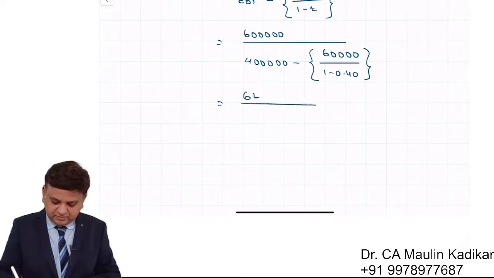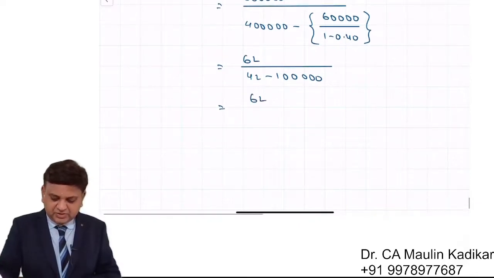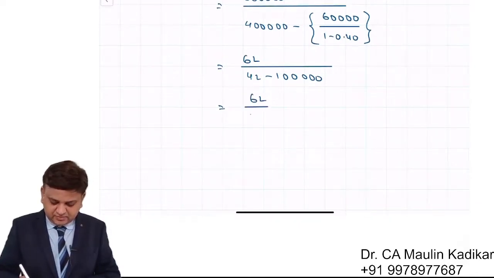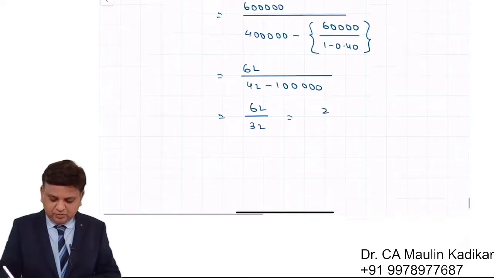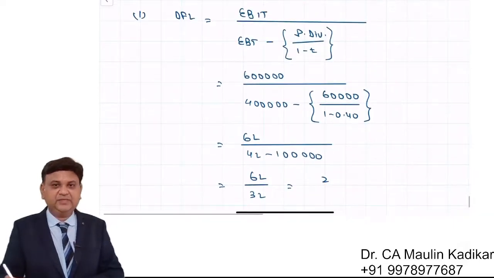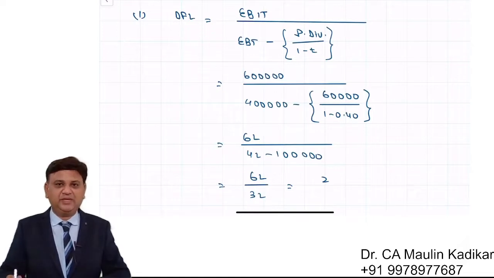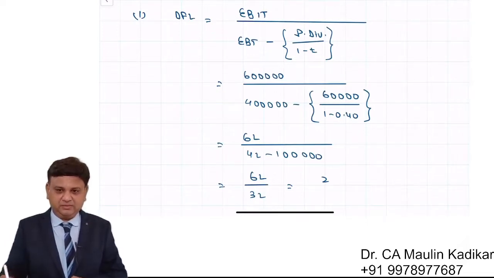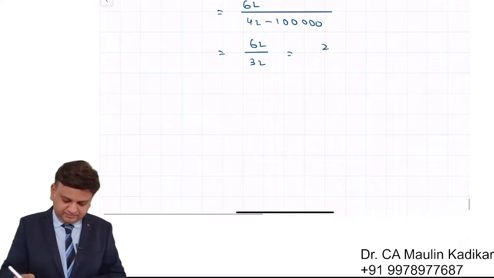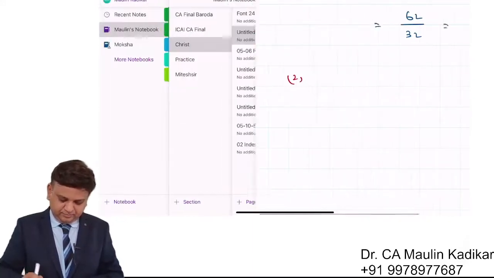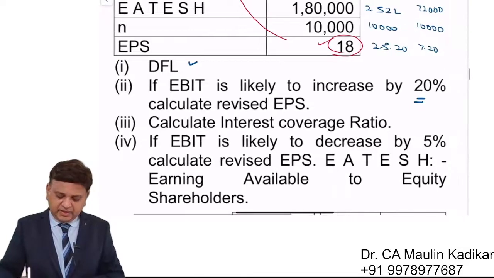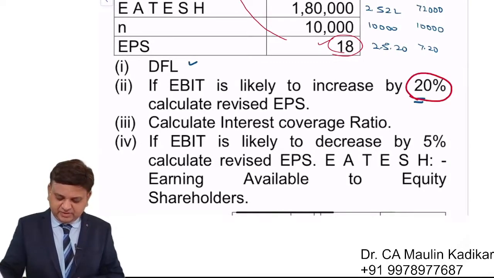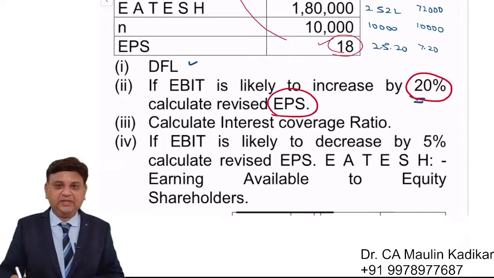So 6 upon 4 minus 1, so 6 lakhs upon 3 lakhs. The answer is 2. That is the answer of the first part of the question, DFL is 2. Second question: if EBIT is likely to increase by 20%, calculate a revised EPS. Please put your answer in the chat box.